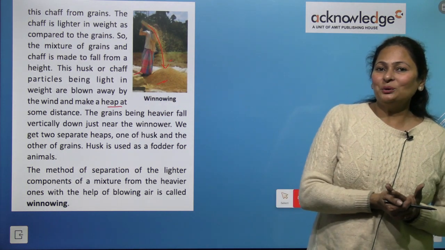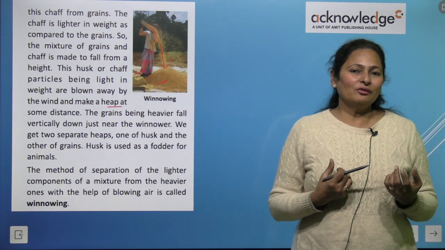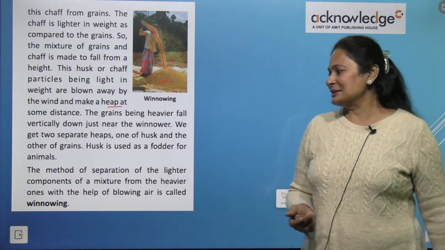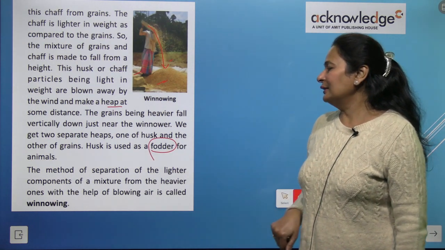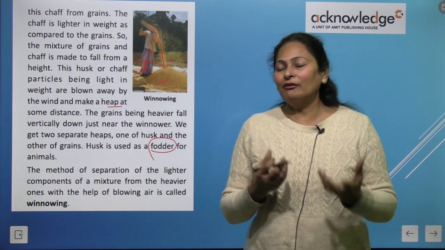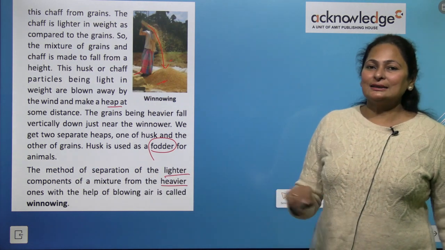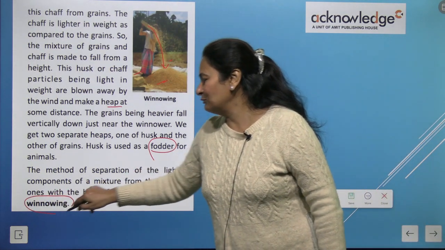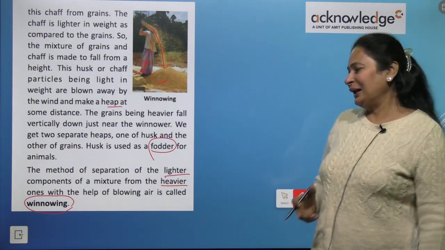Now, what is the use of husk? Why are we separating it? First, husk is harmful for us, but it acts as fodder for animals, right? So this can be fodder for animals, and this is a method of separating the lighter components from the heavier components, right? So now you have understood what winnowing is, right? This is again solid to solid, right?